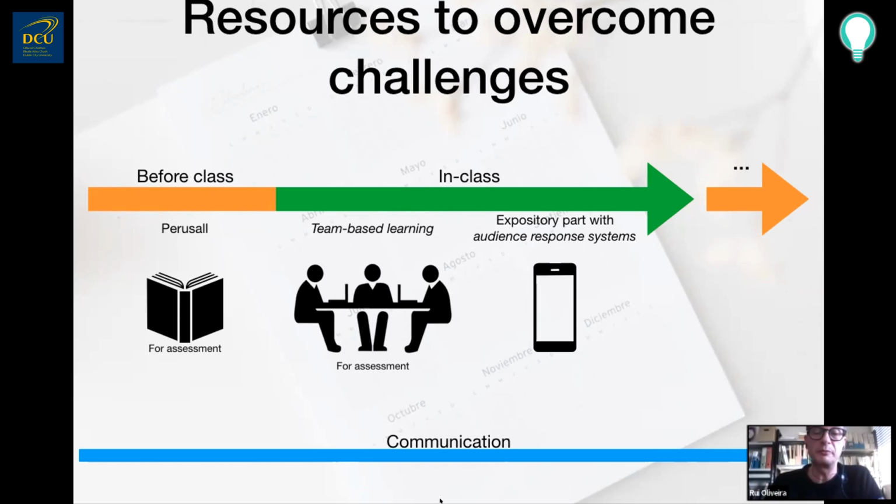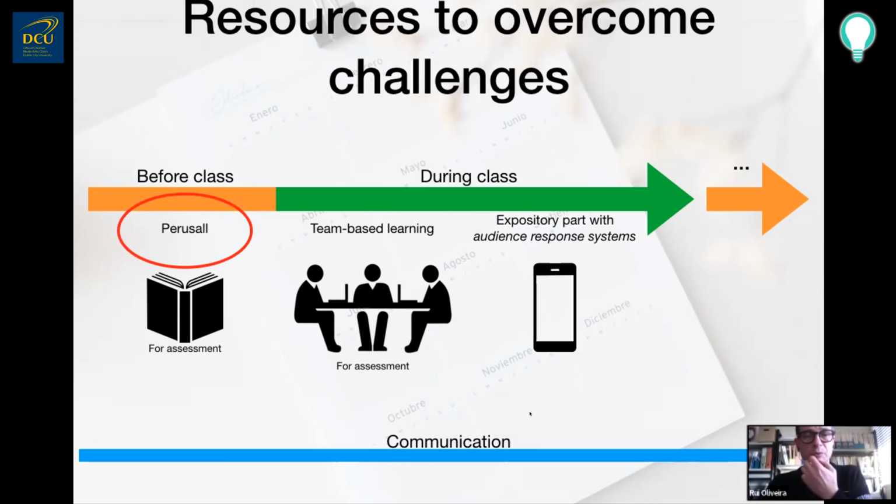And throughout the term, I implemented a communication strategy to get closer to the students, to see what they feel, how they perceive their learning and their difficulties.